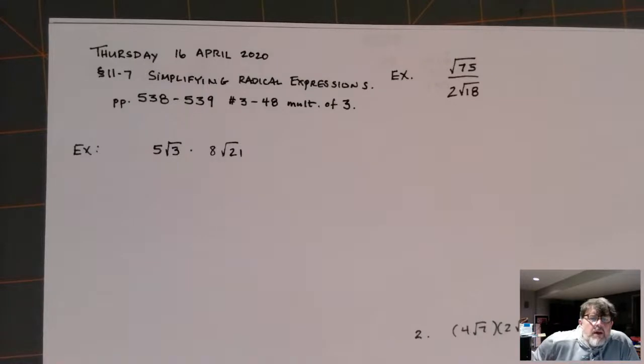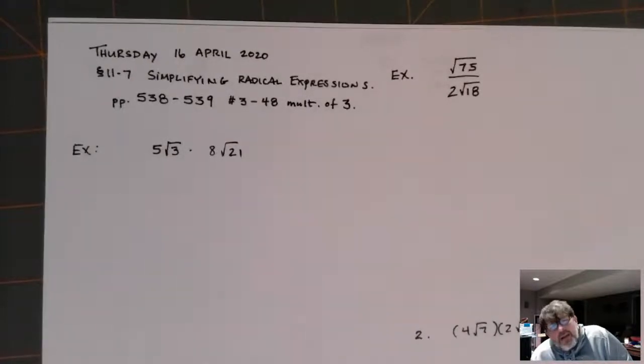The homework is pages 538 and 539, numbers 3 through 48 mod. So I will tell you there's some easy stuff here, and there's some stuff that's very important that gets kind of hard. This is probably, I think, the hardest lesson left, maybe 11:10.